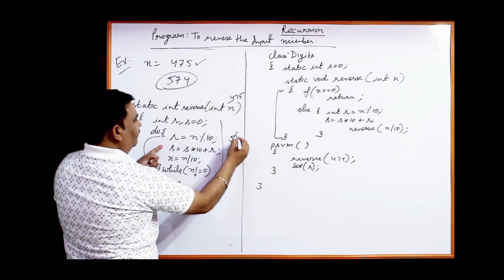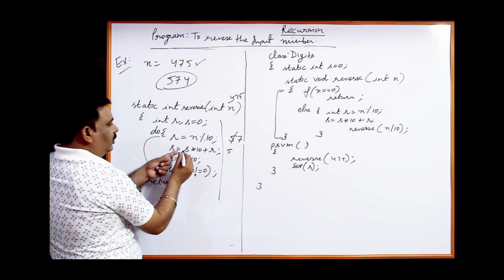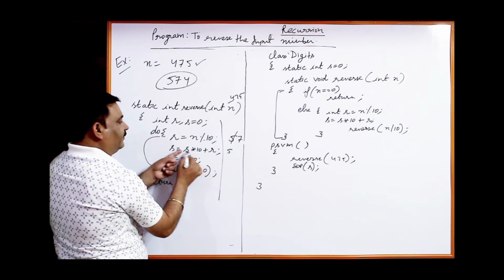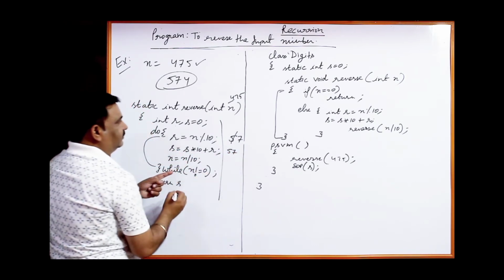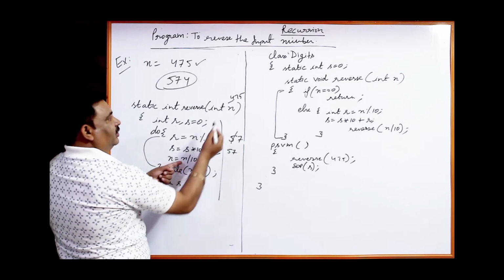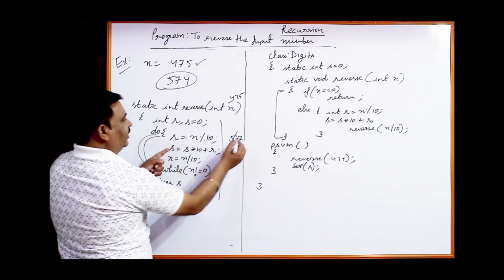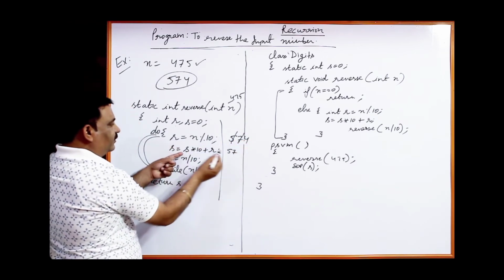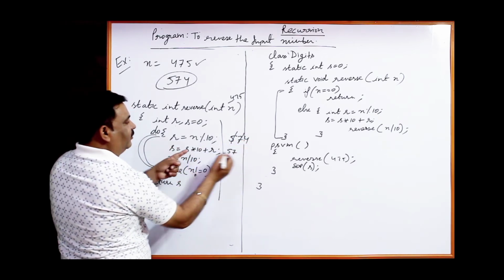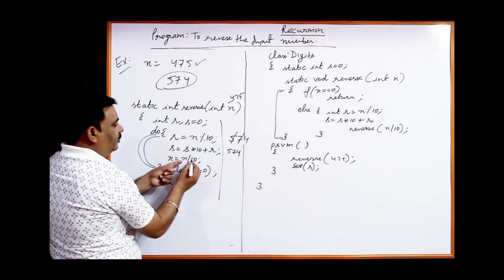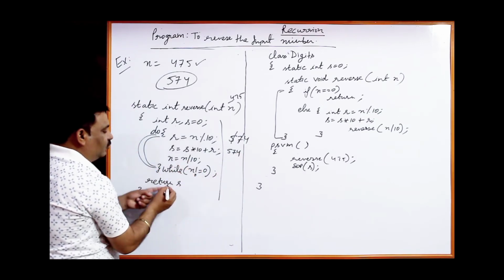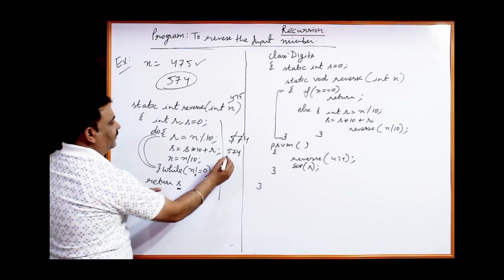Next time, the next remainder will be 7. So S was 5, 5 into 10, 50 plus 7, 57. Now it was 47, 47 divided by 10, 4. 4 modulus 10, 4. S was 57, 57 into 10, 570 plus 4, 574. Now 4 divided by 10, 0, come out of the loop, it will return the value of S, that is 574.